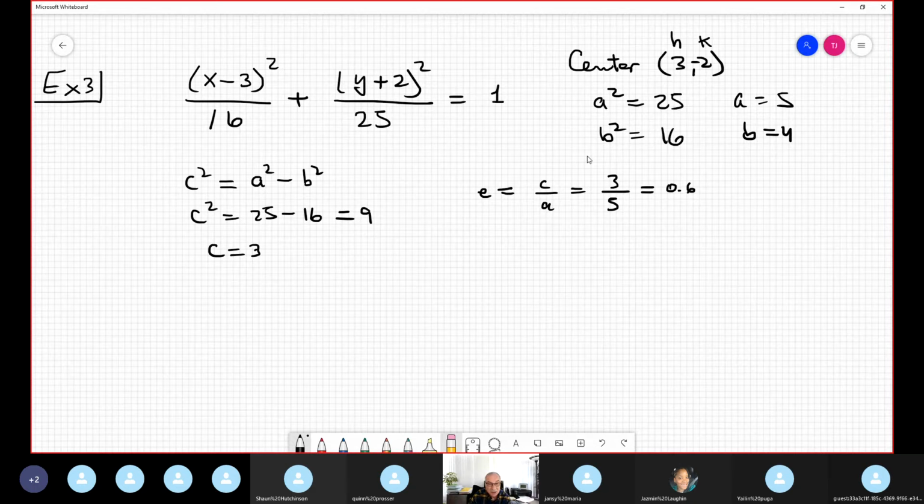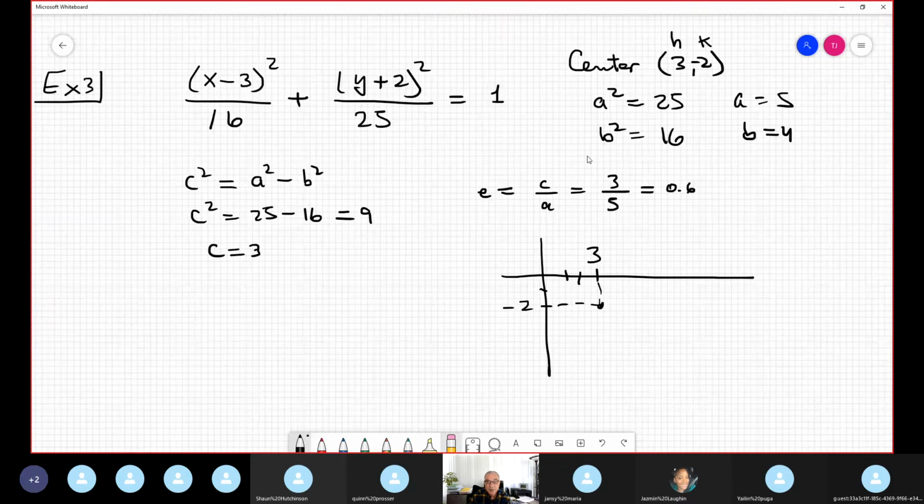And this ellipse is vertical because a is associated with the y. So our ellipse look like that. I can roughly sketch. The center is located at the point 3, -2. Wait a second. Okay. 3, 1, 2, -2. This is the center. Okay. And our ellipse open like that.